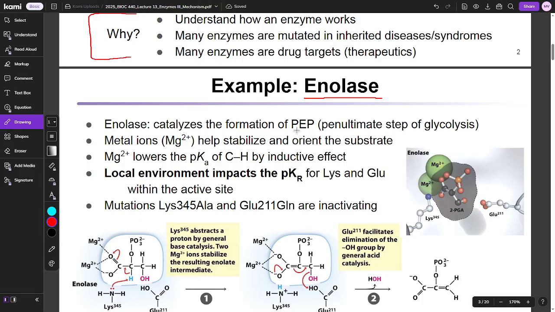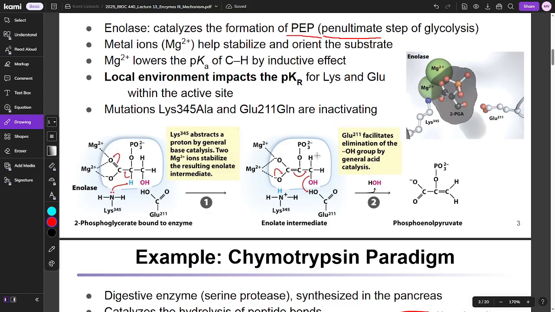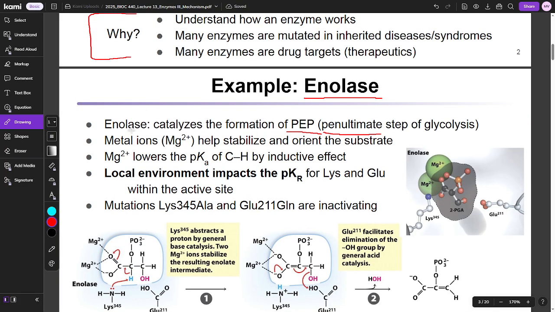So here's an example of enolase, right? It converts phosphoenolpyruvate into pyruvate, penultimate, right? The step before the last, that's all penultimate means. So we go from phosphoenolpyruvate to pyruvate. Technically, I guess, it's the final step of glycolysis, if I'm not mistaken. But anyways, we've got a couple things here.